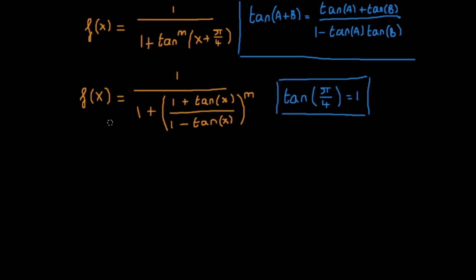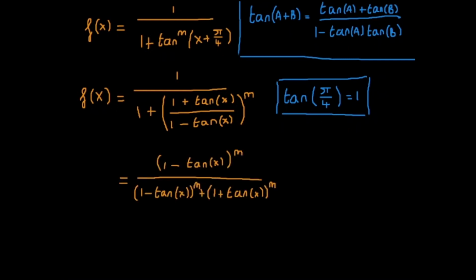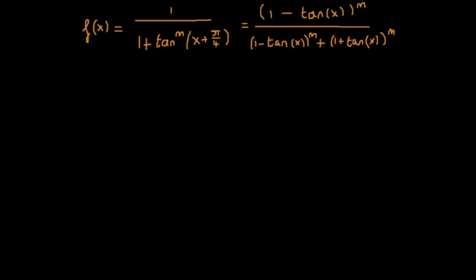By substituting in the fact that tan pi over 4 is equal to 1 and putting it into that identity, we get this expression for f of x. I'm going to multiply top and bottom by 1 minus tan x to the power of m, and then we get this expression, which looks a little bit more complicated, but we've eliminated that x plus pi over 4 term inside the argument of tan. So we've got an expression now for f of x, which is more manipulatable.